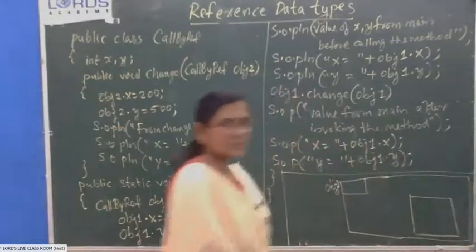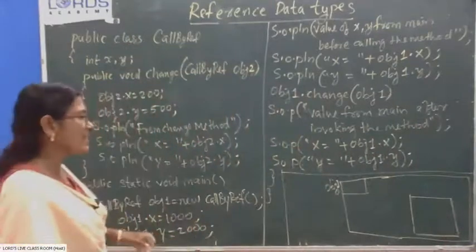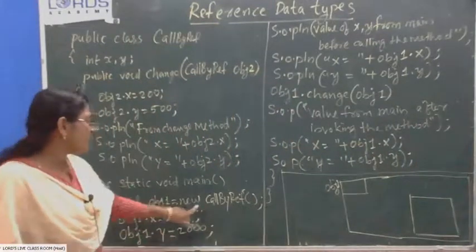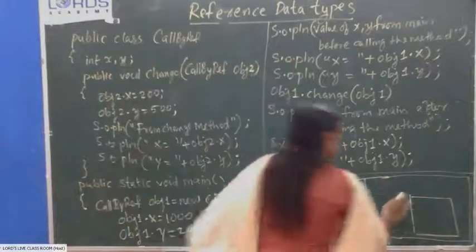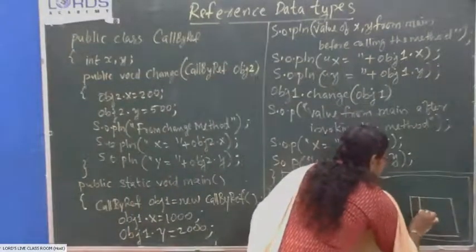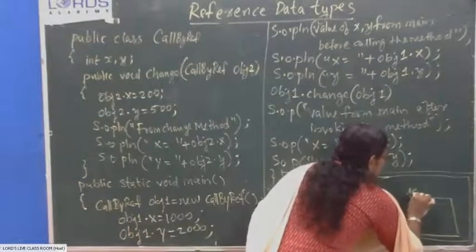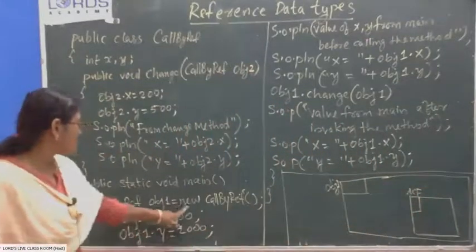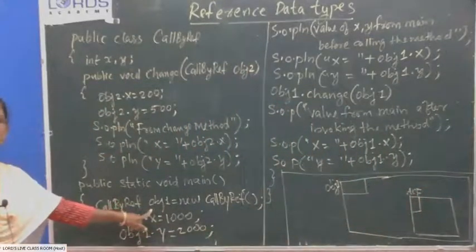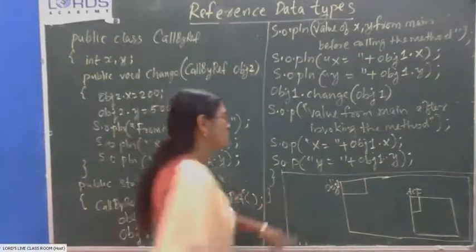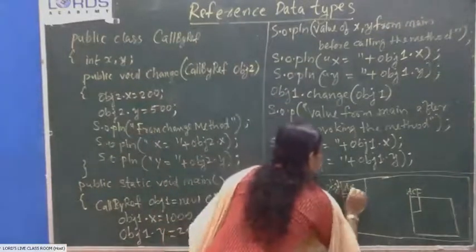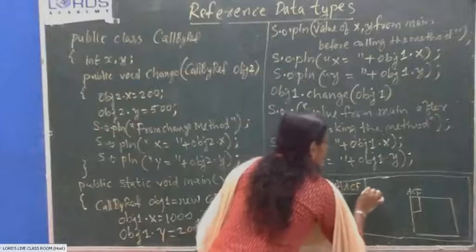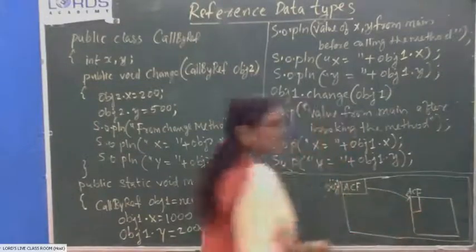This is the object. A real object is created there in the memory. And its starting cell address, imagine that starting cell address is ACF. That starting cell address is stored to obj1, to this memory location. So ACF is pointing to an object of the class.